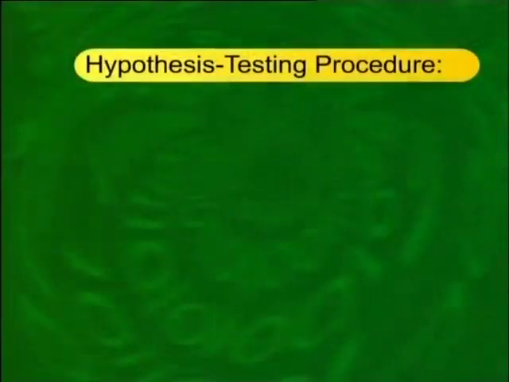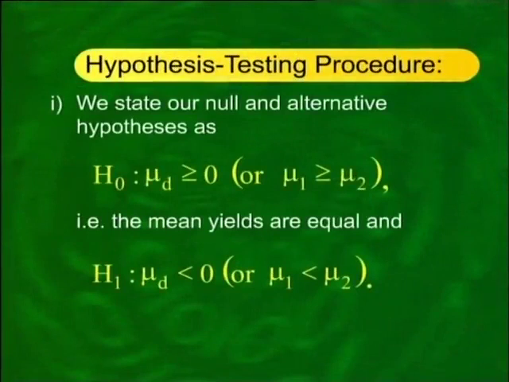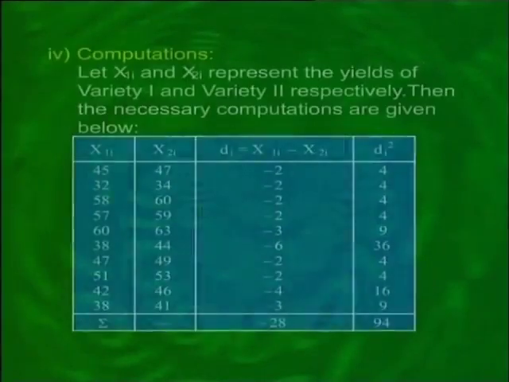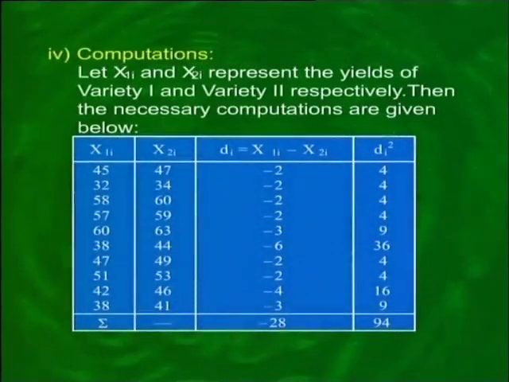लेकिन अगर हम इन hypotheses को translate करें into those which are in terms of D, then as you now see on the screen, the null hypothesis is mu D is greater than or equal to 0. And the alternative, mu D is less than 0. The second step is the level of significance, and let us keep it as 0.05, the usual level that we take. The third step is the test statistic. T is equal to D bar minus mu D over SD over square root of n. And the fourth step is to compute this statistic.